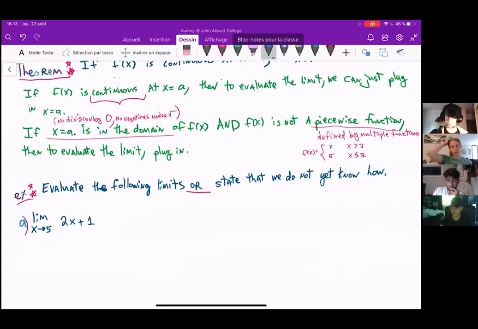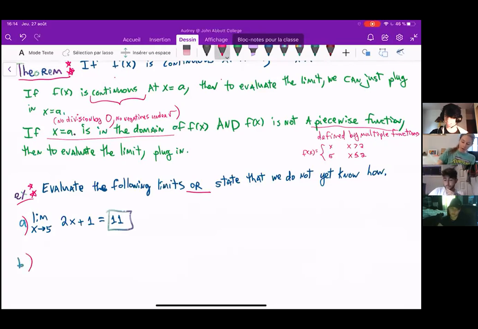So the limit as x approaches 5 of 2x plus 1. What happens when I plug in 5? I get 11. Is 11 a value that makes sense? Yes. Is 5 in the domain of 2x plus 1? Yeah. It didn't cause division by 0, and it didn't cause a negative under a square root. It's in the domain. This is my answer. The answer is 11. I'm done.